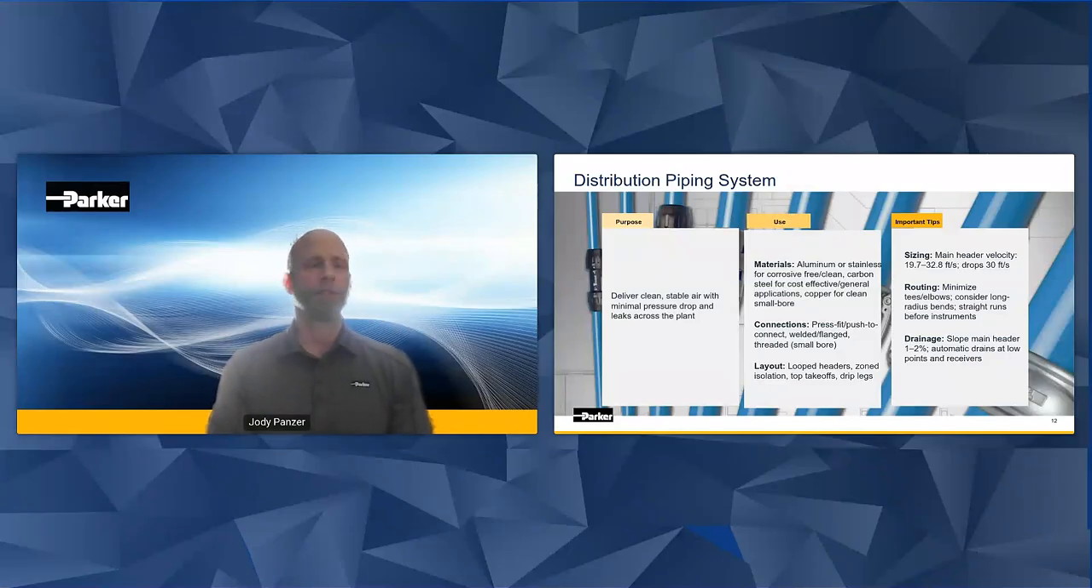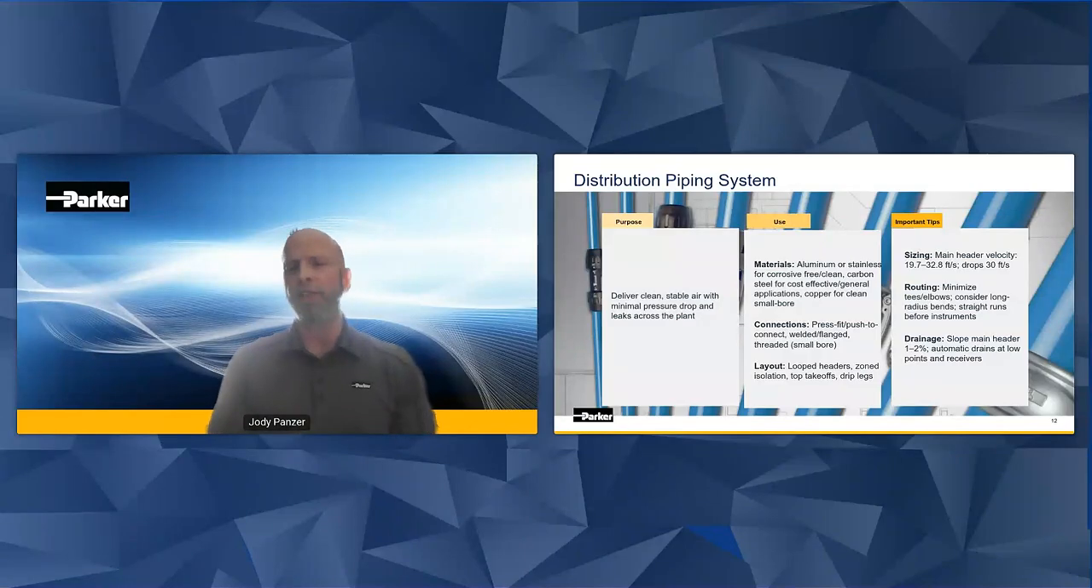What are our typical materials found in a plant? Aluminum and stainless, very good for corrosion free. And we're going to go into more details on this in the upcoming slides. Carbon steel, very cost effective, readily available, yet longer labor times and corrosion risk is extremely high. Then copper, very good for smaller bore diameters, a lot of times permanent fittings, welded, soldered. And there's HDP composites as well, which are lightweight, but have temperature limitations and pressure limitations.